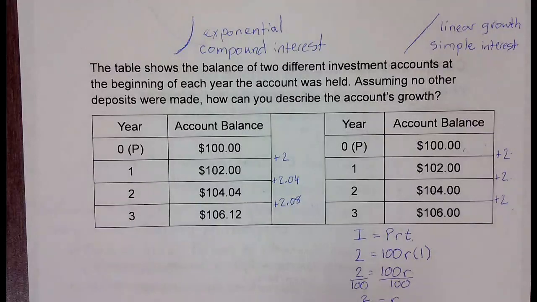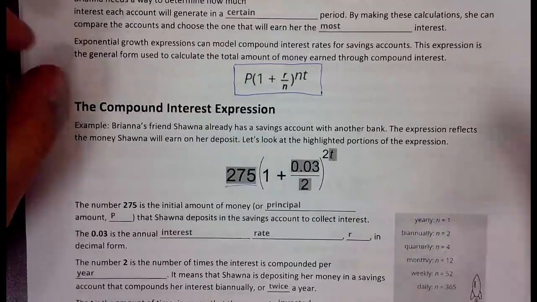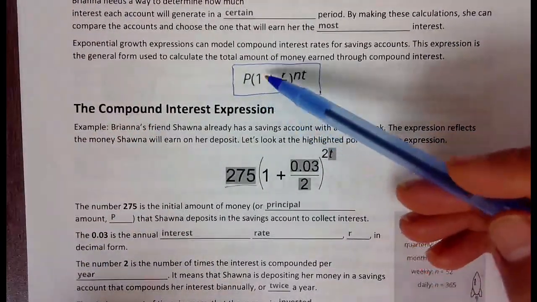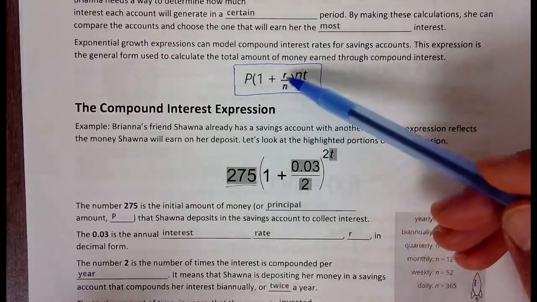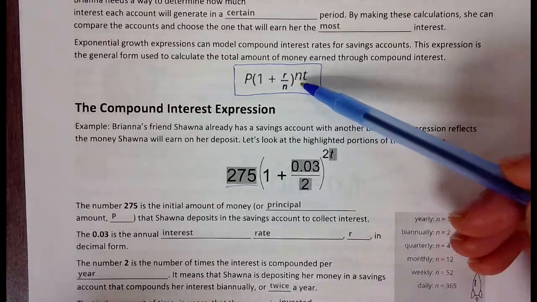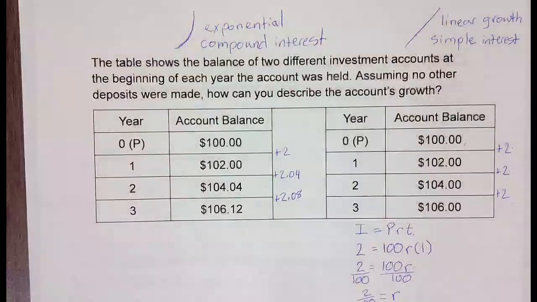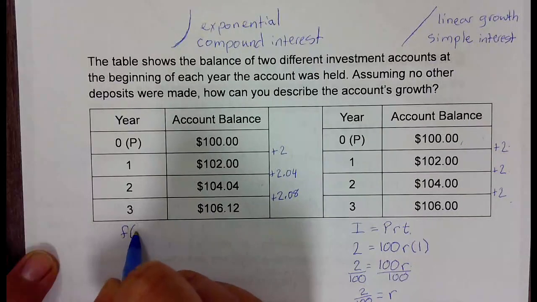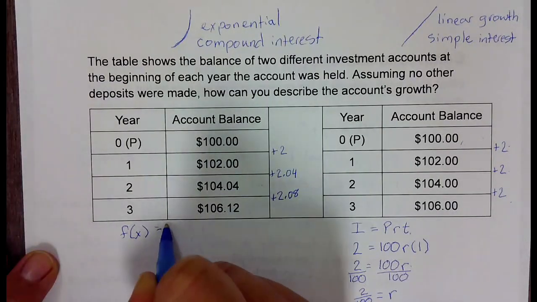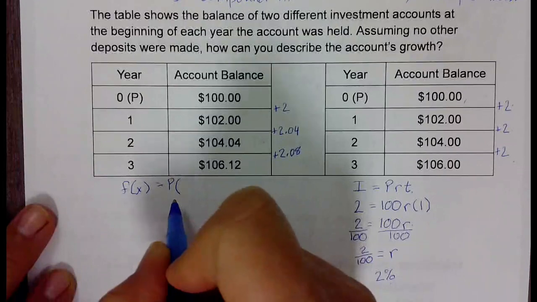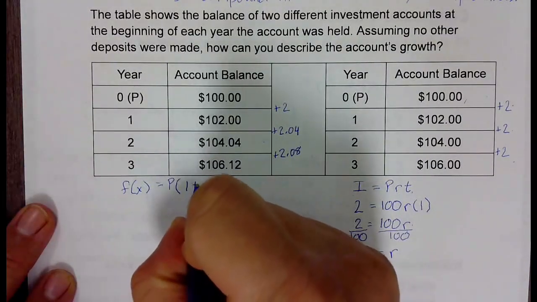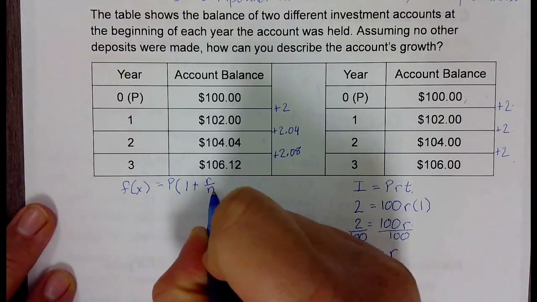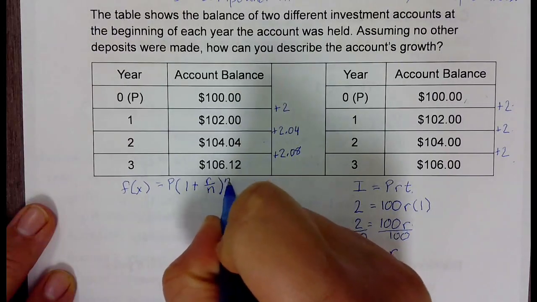So, looking back at my guided notes, I'm going to find and write down my compound interest equation. P times 1 plus r over n to the power of n times t. F of x equals p times 1 plus r over n to the power of n times t.